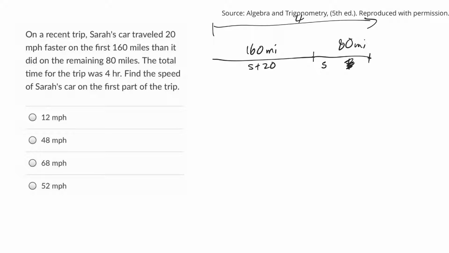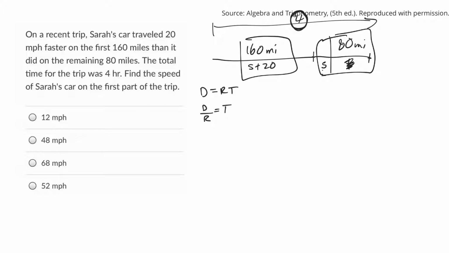Okay, so I do know I have a formula, distance equals rate times time. And since they're giving me the time for both of those, maybe I'll solve this equation for t. So divide both sides by r, I'd get this. So then if I do that for each of these pieces right here, the time for the first section is the distance, 160 miles, divided by the rate, which is s plus 20.